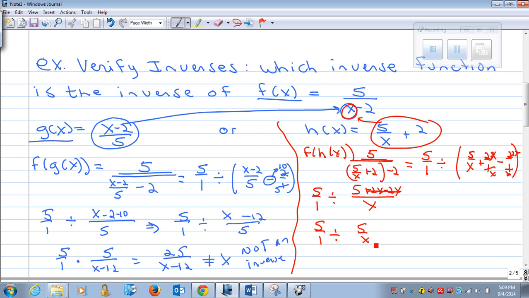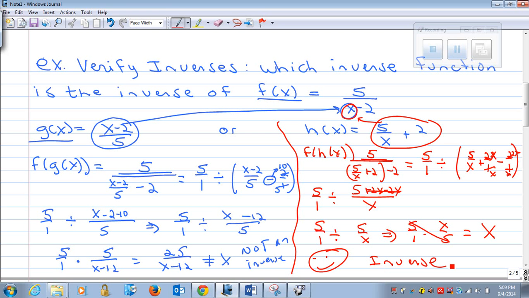We're going to multiply by a reciprocal. 5 over 1 times x over 5. Our 5's go out. x divided by 1 is x. It is equal to x. Yippee. Go Bearcats. It is an inverse.